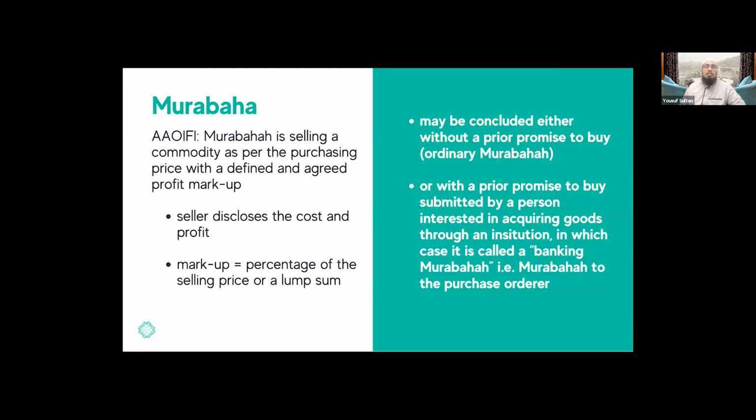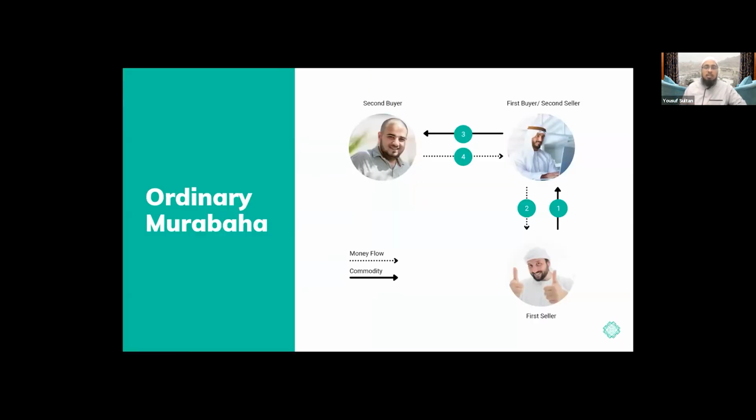Now, if you see the definition by AAOIFI, it's a selling of a commodity at the purchase price with a defined and agreed profit markup. So the seller discloses the cost and profit, and the markup could be a lump sum. It could also be a percentage of the purchase price. Then it can be concluded without a promise or with a promise. So what is the difference? Let me go to the next slide.